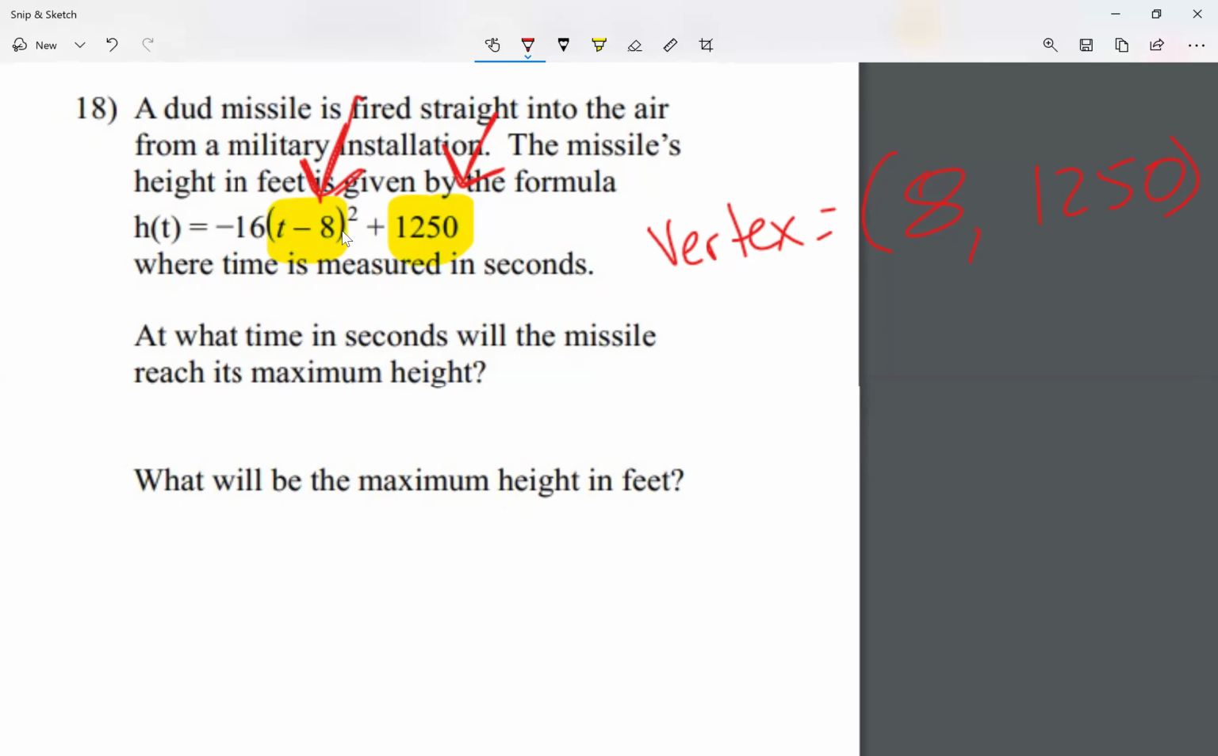That was the vertex. I know it's open down, right? Because my aperture is negative. So I know my graph looks something like this, and my vertex is right there. Notice how here it says, at what time in seconds will the missile reach its maximum height? Isn't that the vertex? That's pretty much it. Now, on the vertex, the first number tells me the time. The second number tells me the height of the vertex. So at what time will the missile reach its maximum height? At 8. The other question: what will be the maximum height in feet? 1,250.